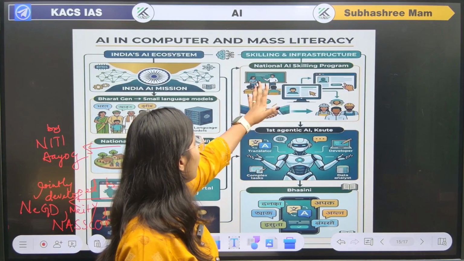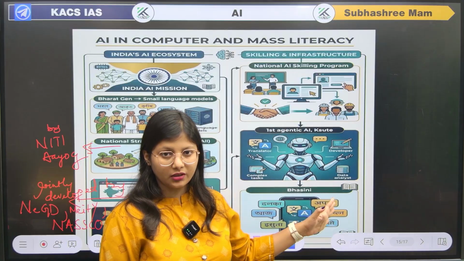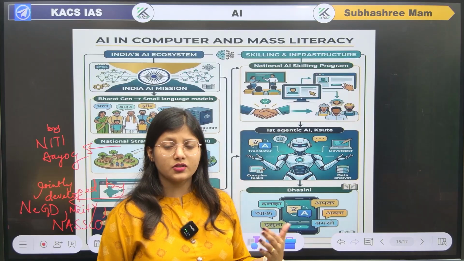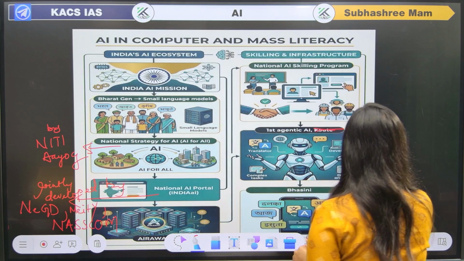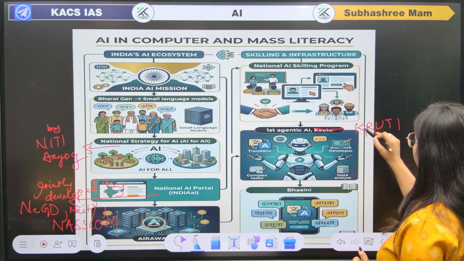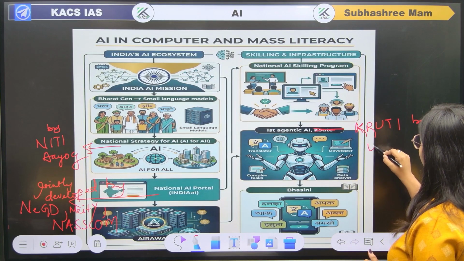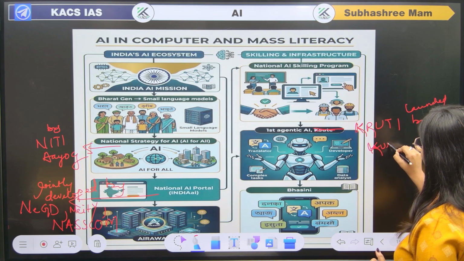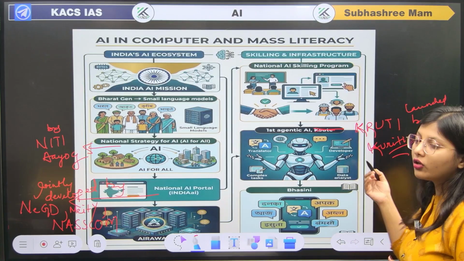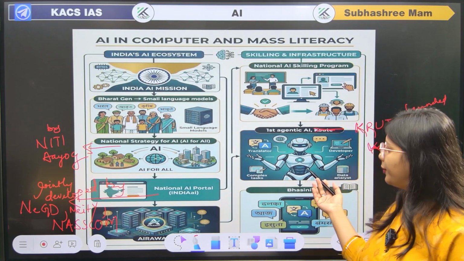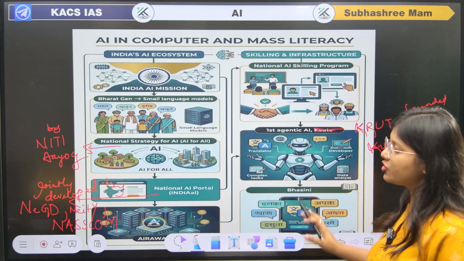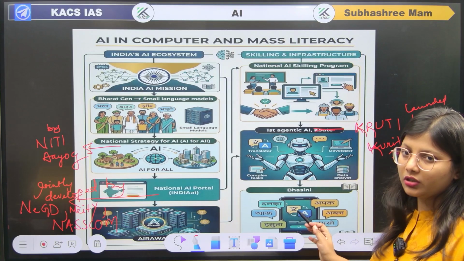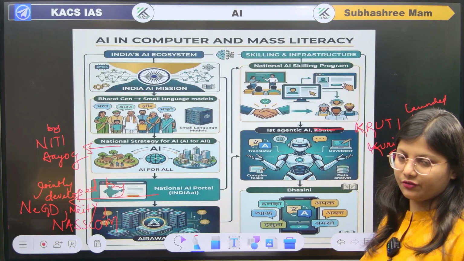Now, for skilling and infrastructure, India AI skilling programs have been done. Okay, for personal tutoring, all this. Then the first agentic AI has also been introduced, that is Agent Kruti, and it is launched by Krutim. It books a cab, pays bills, all this. It is an agentic AI. Now, Bhashini, which you have earlier discussed. So this is all about the AI applications in computer and mass literacy.